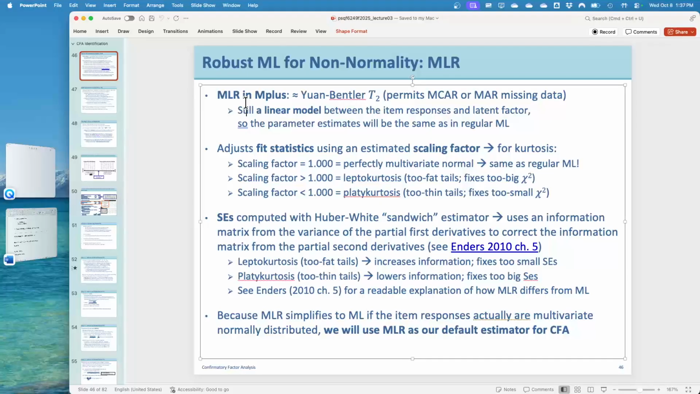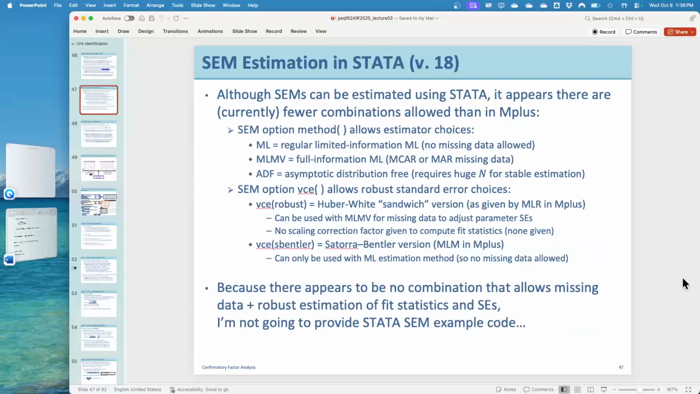And the nice thing about MLR is it doesn't cost you anything. When you use it, if your data are perfectly normal, your scaling factor will be equal to 1, and it will yield maximum likelihood normal estimates. But if it's not equal to 1, then it corrects your chi-square tests and your standard errors, right? So MLR, maximum likelihood robust method, is our default. Still, same thing with path analysis.